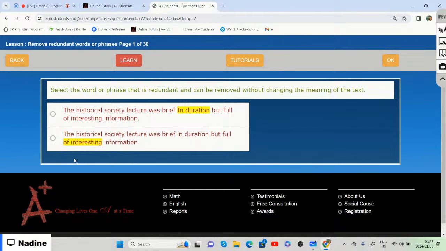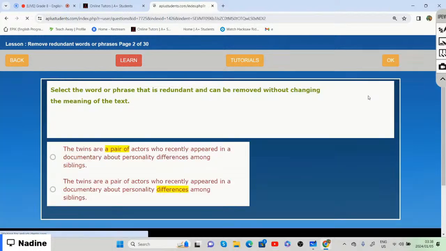All right, if we select the word or phrase that is redundant and can be removed without changing the meaning of the text, then yes, we are going to choose the first one, because brief and in duration basically mean the same thing. If we remove in duration, it is not going to change the meaning of the sentence or of the text. So the first one is correct. Well done.